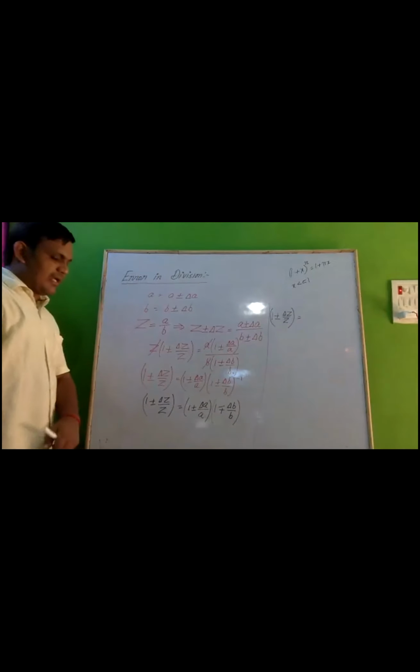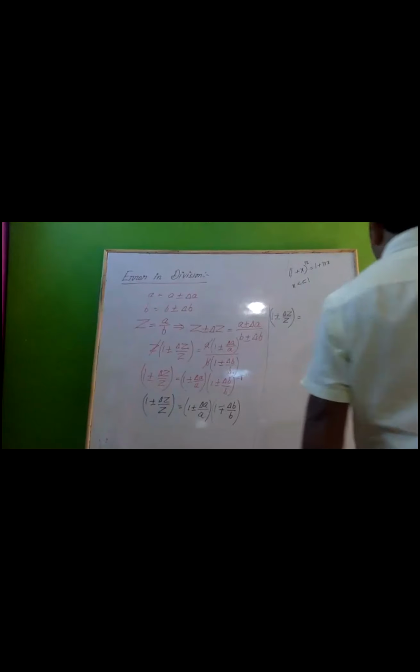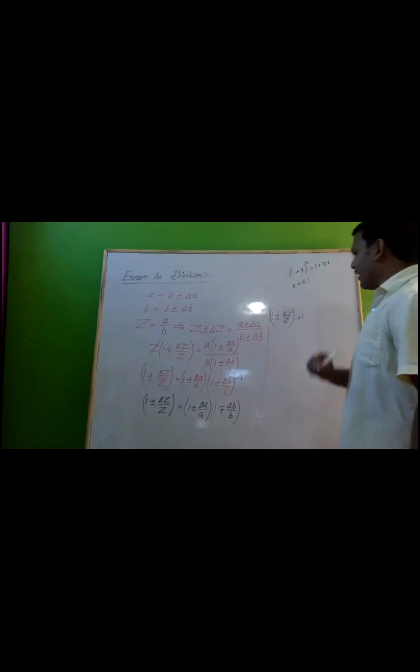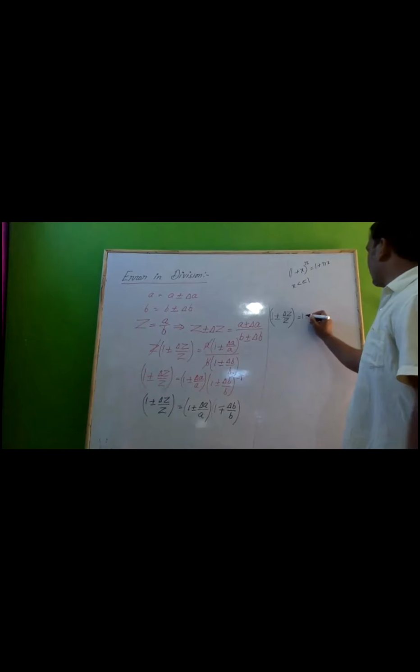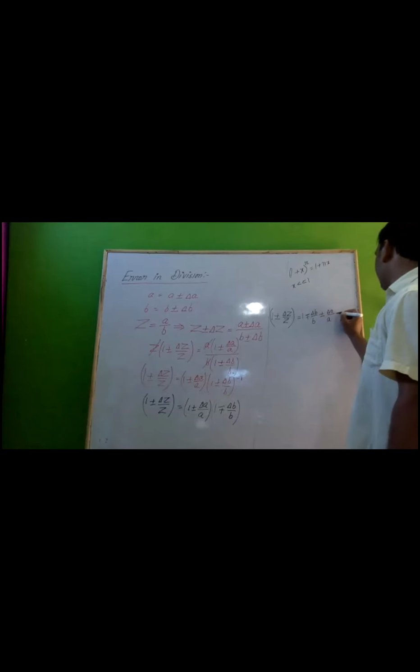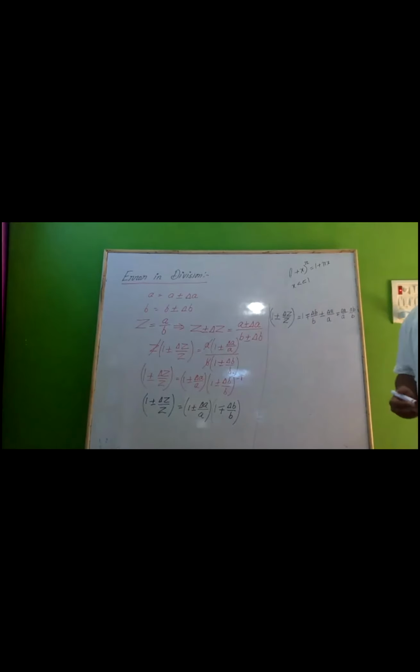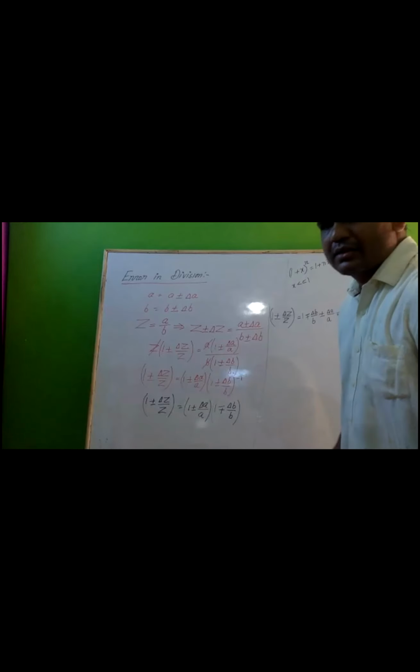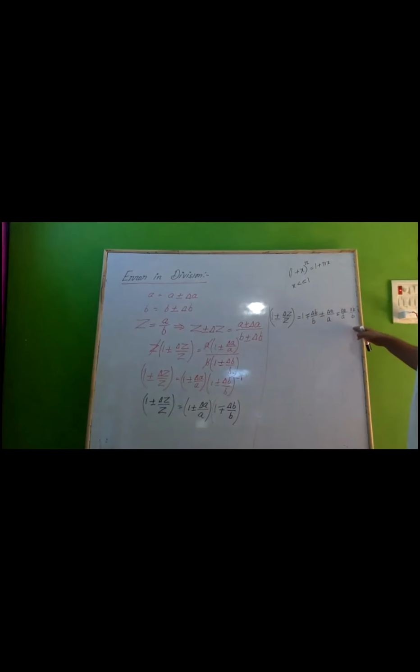And once you multiply it, what you are going to get is this: this will be your 1, and this will be minus delta B by B, plus minus delta A by A, and minus plus delta A by A into delta B by B. Is it clear? Just see it. Has it become clear or not?